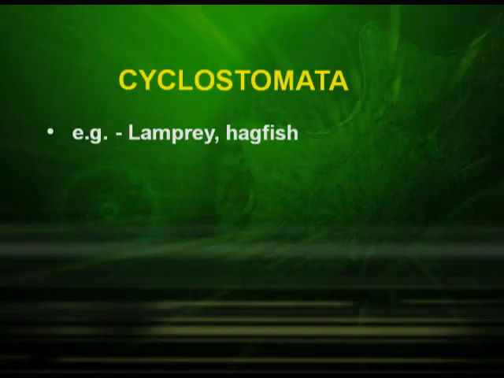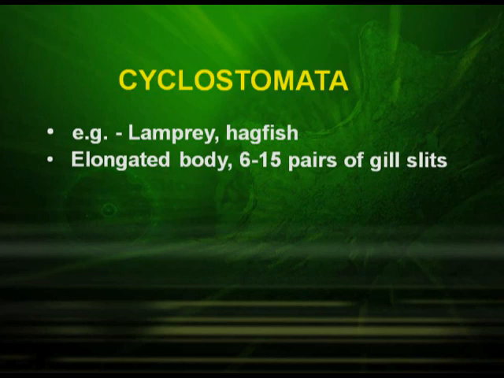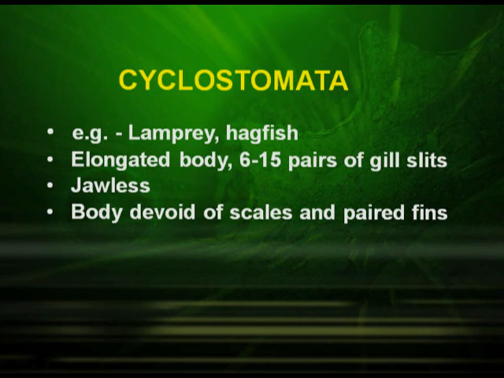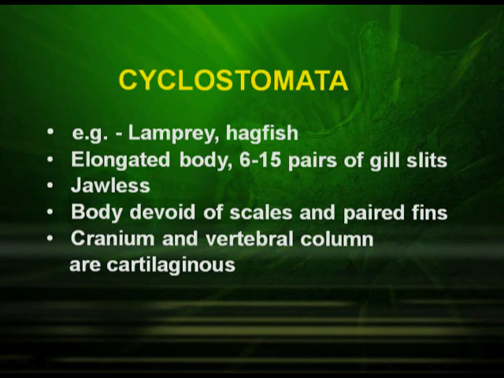We'll be dealing with the class Cyclostomata. Lamprey and hagfish come under this. They have an elongated body and they have about 6 to 15 pairs of gill slits. These organisms are jawless. The body is devoid of scales and paired fins. Cranium and vertebral column are cartilaginous in these organisms. The circulation is of closed type.